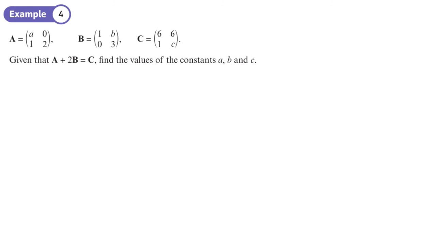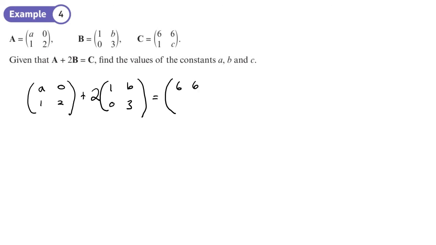Right, so here it's almost like an equation. What are we doing? We're just doing A, which is A, 0, 1, 2, and we're adding to that 2 lots of B, which is 1, B, 0, 3, and that equals C, which is 6, 6, 1, C. And I'm guessing we need to find the values of A, B, and C.